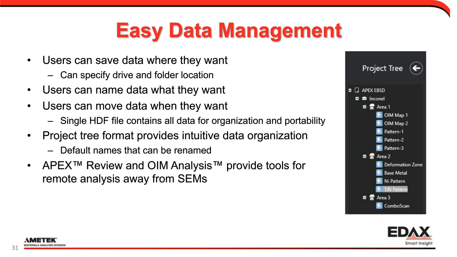So we're able to save this to a single file that organizes the data but makes it portable. It's project tree based, which is an intuitive way of structuring data. It provides default names. As a little example, in the first set there, in area 1, we have an OIM map 1, 2, pattern 1, 2, 3. So pretty easy names, but on area 2, I've gone and named these for what I wanted to call them: deformation zone, base metal, nickel pattern, titanium nitride pattern. So you can rename the defaults if you want.